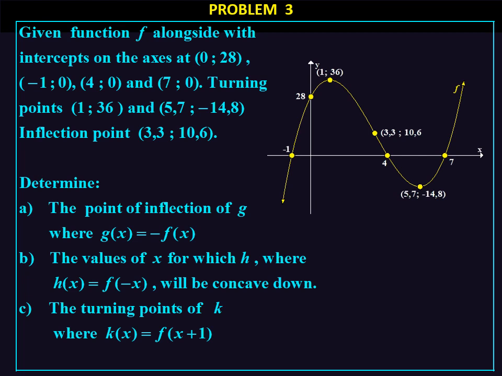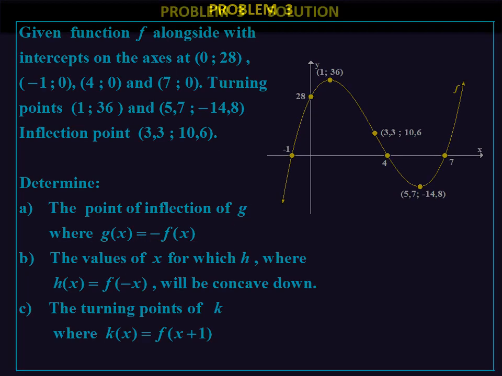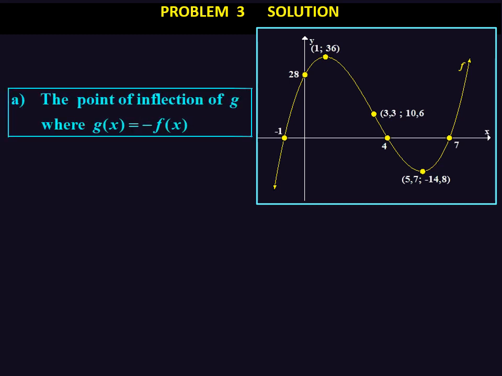Let's look at the fourth problem here. We're taking the same graph, but we just have different questions on it. The point of inflection of G, but this was the F graph. What do they say is G? So let's look at the question here. The point of inflection. There's my point of inflection, but this is the point of inflection of F at x equal to 3.3.